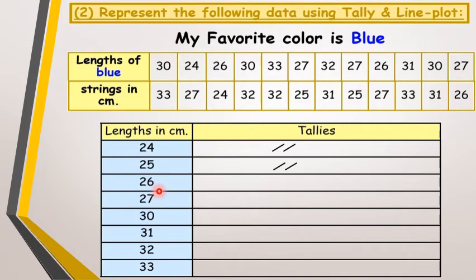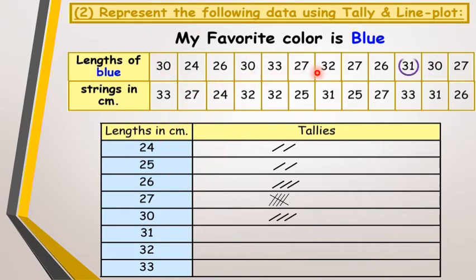For the length 26, how many 26s do I have? 1, 2, 3. So I'll make 3 lines. 27 is next. I have here 1, 2, 3, 4, 5. So I'll make a group of tallies. 30, how many like 30? 1, 2, 3, and nothing else. So I make 3 tallies.